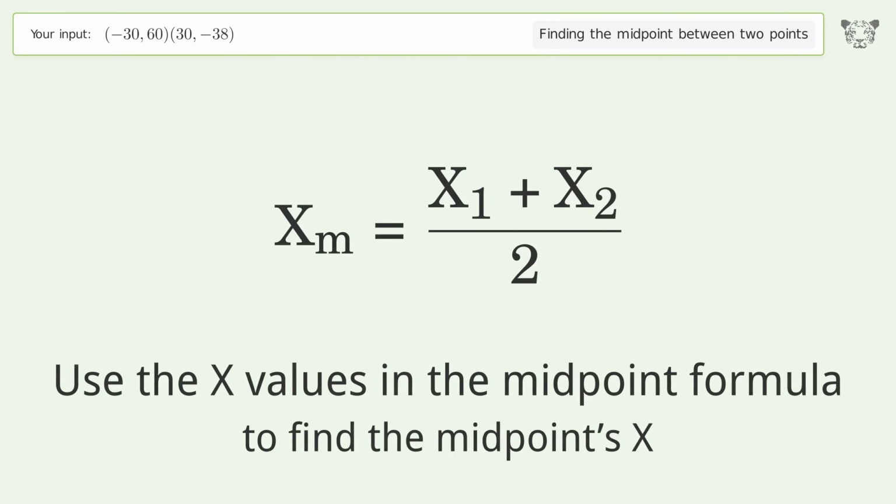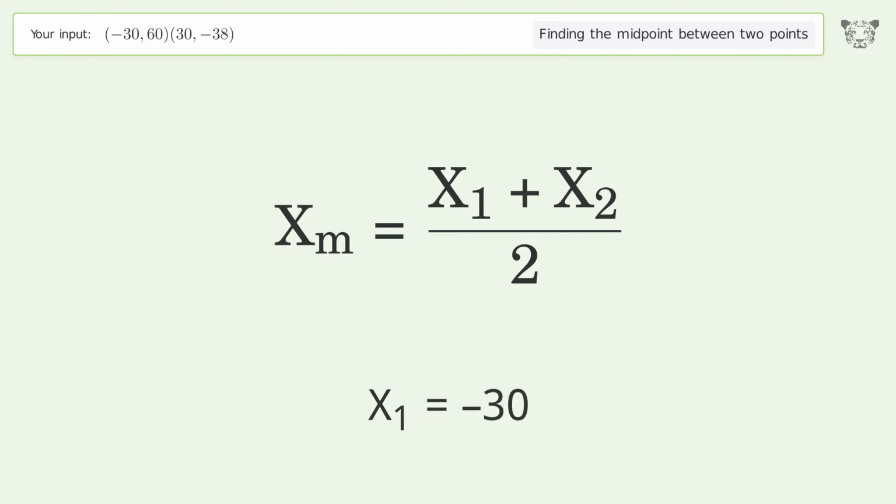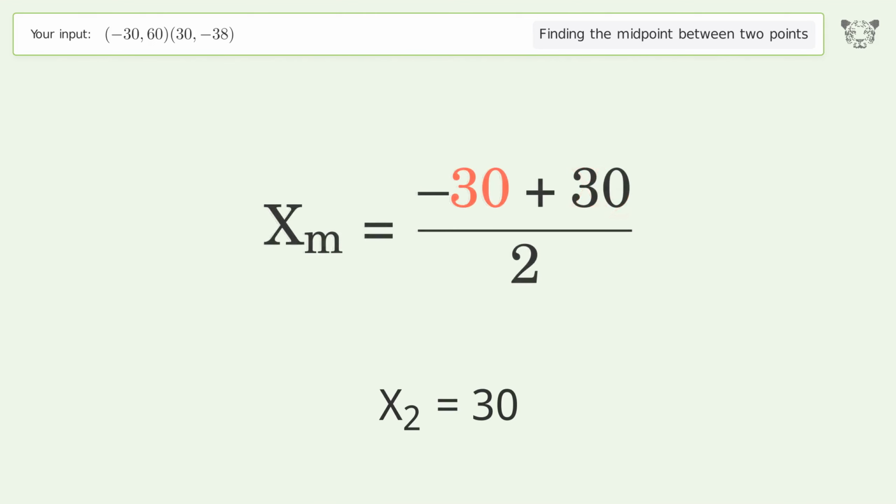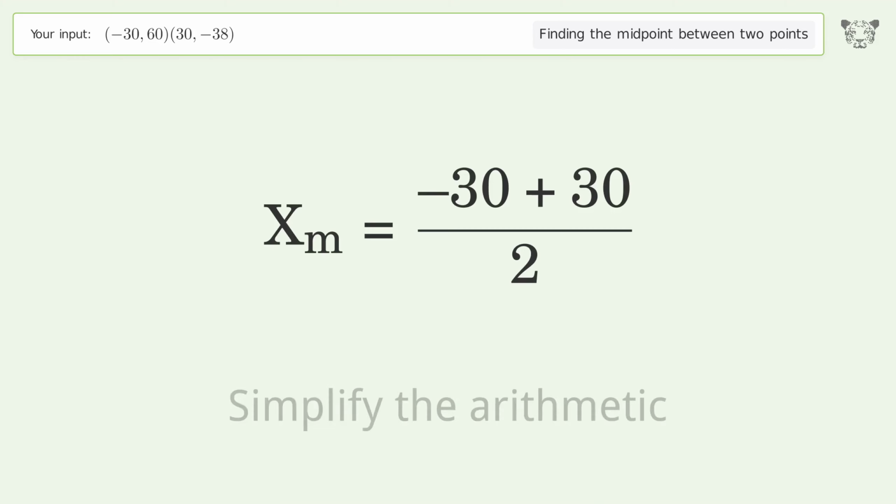Use the x values in the midpoint formula to find the midpoint's x. x1 equals -30. x2 equals 30. Simplify the arithmetic.